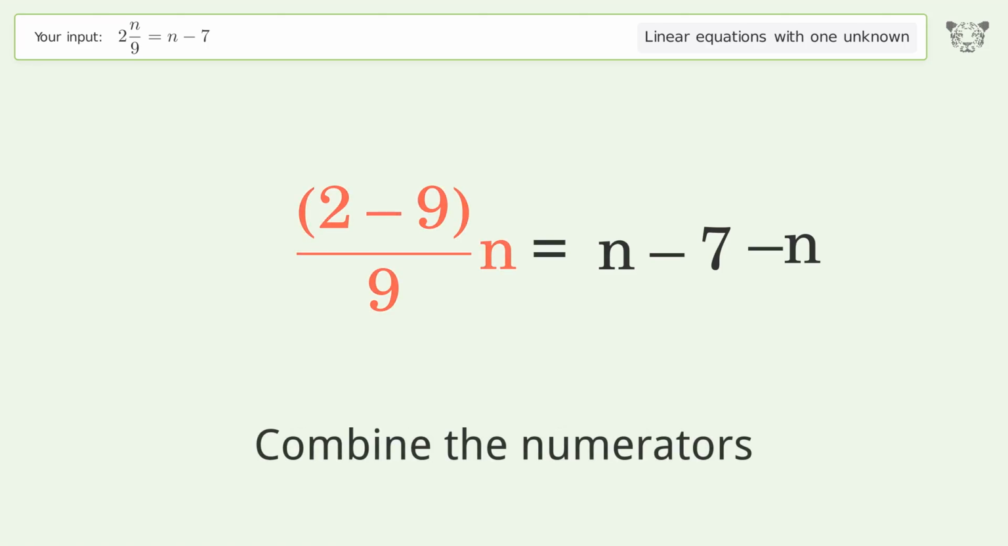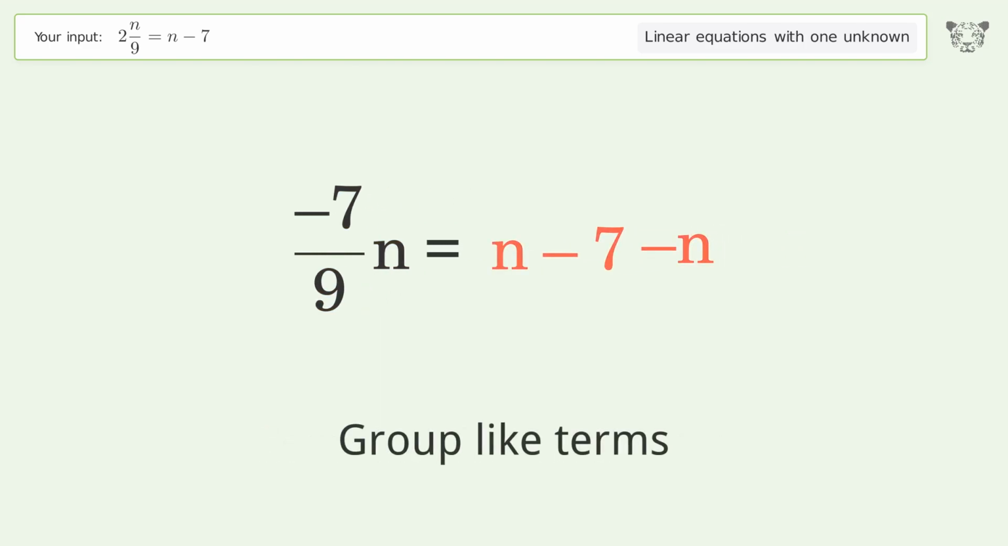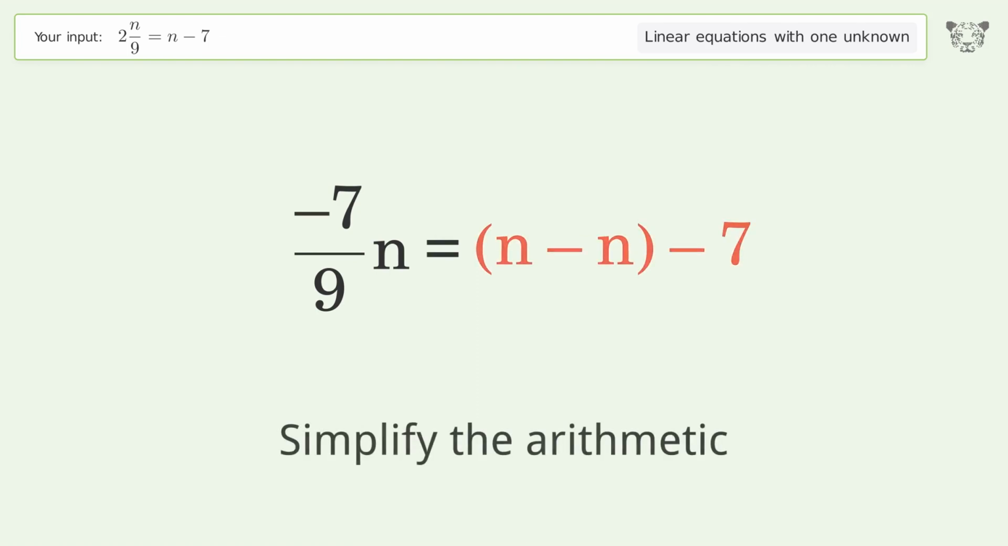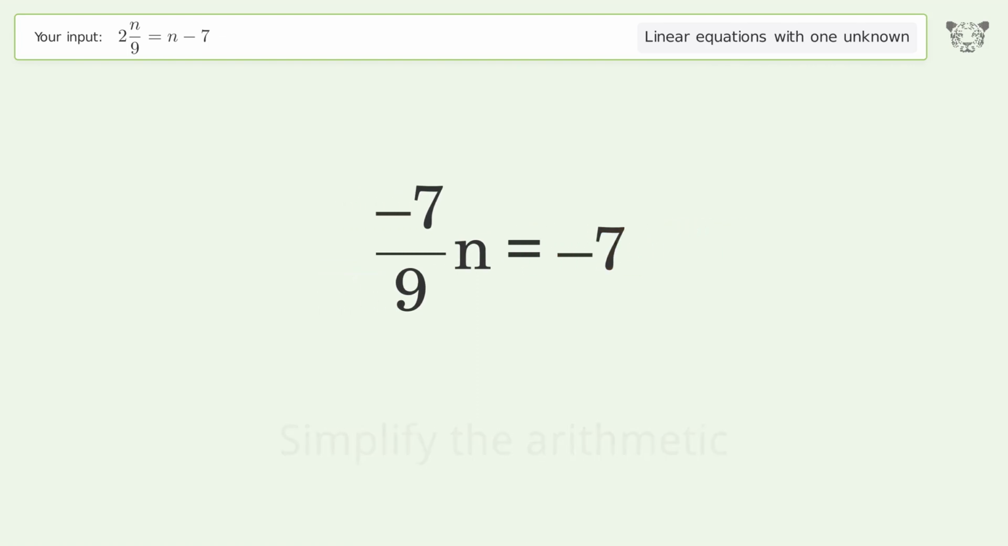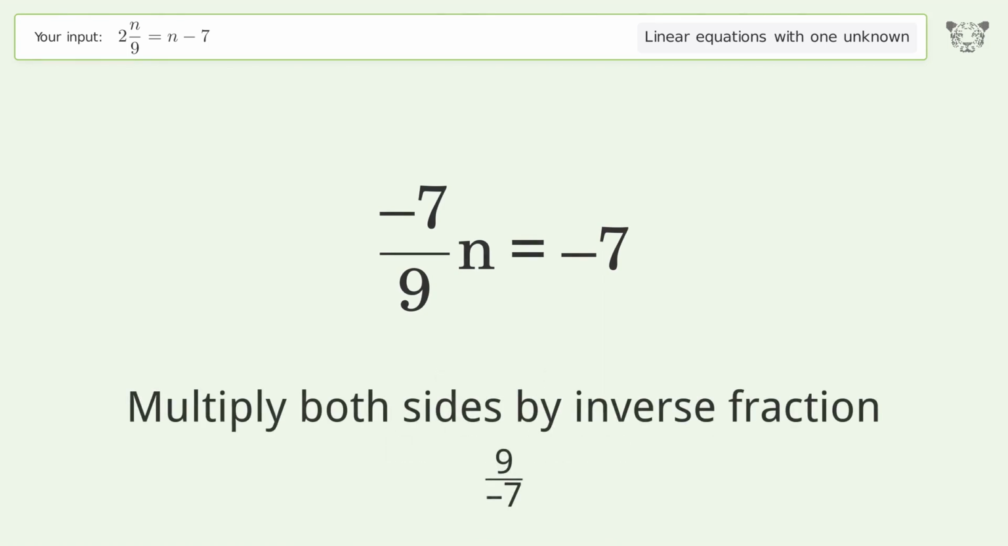Combine the numerators. Group like terms. Simplify the arithmetic. Isolate the n. Multiply both sides by the inverse fraction, 9 over -7.